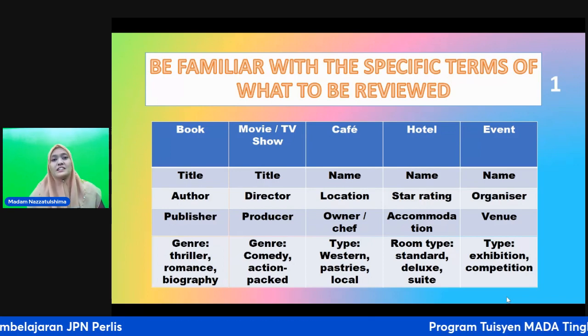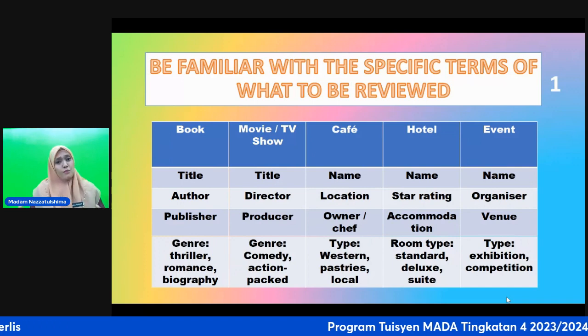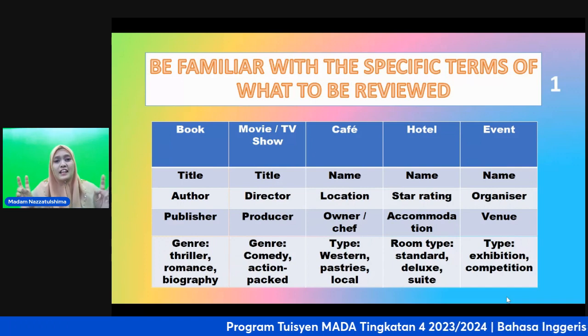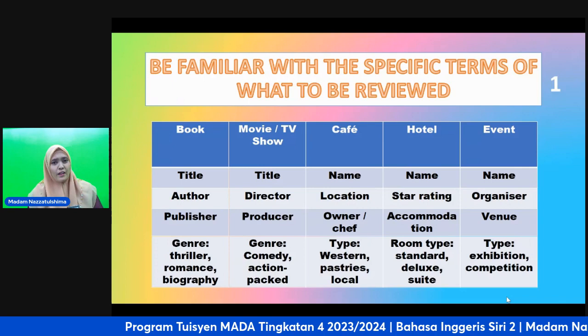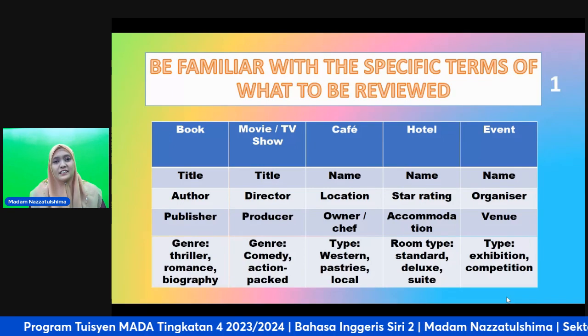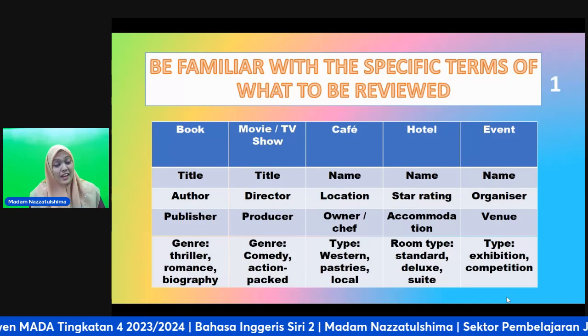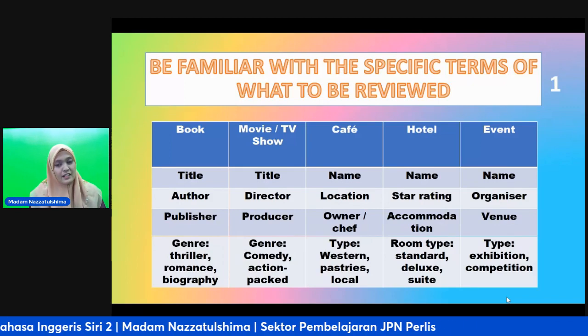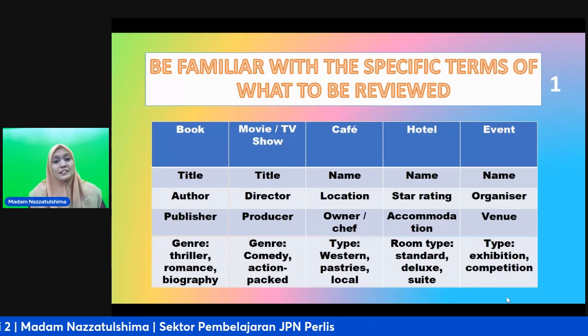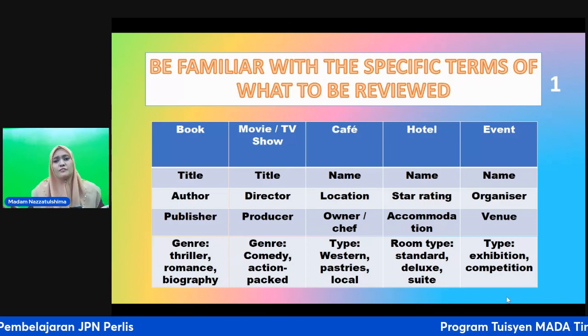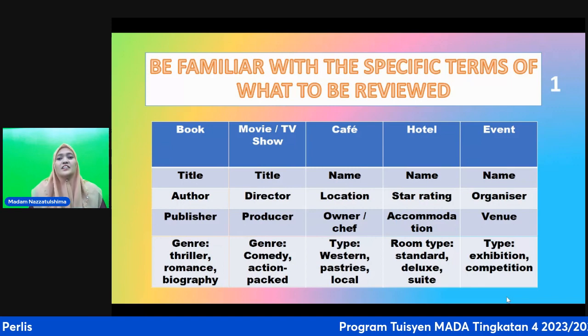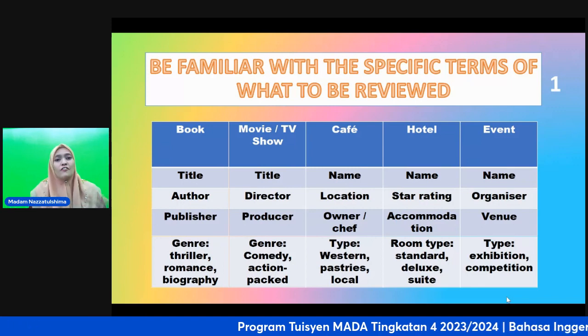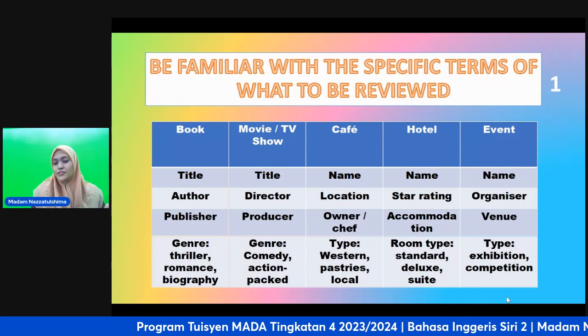Next one is an event, activity, or program. So you have to give the name. What is the name of the program? Next one, the organizer. Who organized the event? Next one is the venue, the place, the location. Again, what location? And last but not least, what is the type of exhibition, or is it just a competition? So that's all of a few types of review.